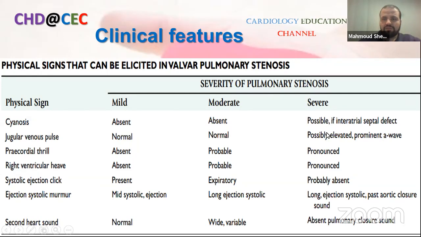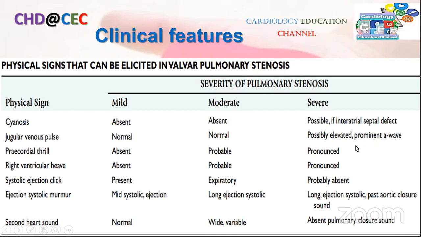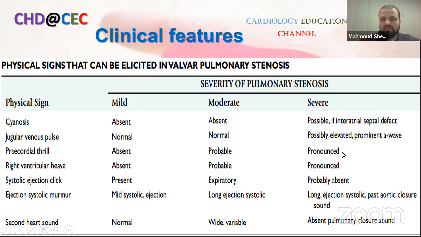The jugular venous pressure is high with prominent A wave. Right ventricular heave is also pronounced. Systolic ejection click is absent. And the ejection systolic murmur is long. And the second heart sound is almost absent because of the very limited opening of the valve.